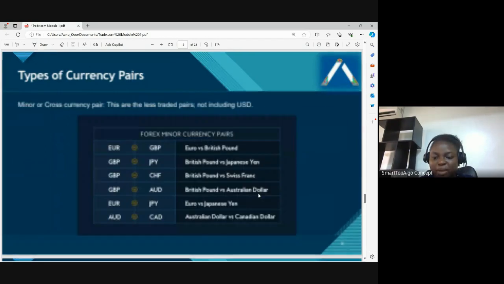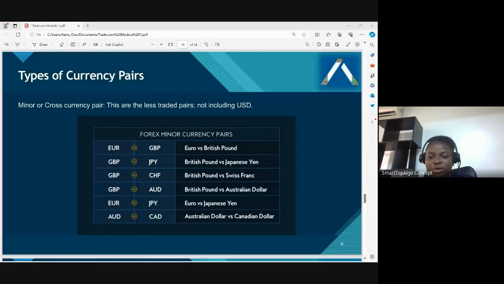Okay, so let's go to the minor currency pair. How do we identify it? Minor currency pairs are less traded pairs. The rate at which people trade minor is not like major. They are less traded, but still, people trade them. The difference is this: if I trade a minor currency pair, the cost I'm going to pay for picking any of these is much higher than the cost I paid for the major.